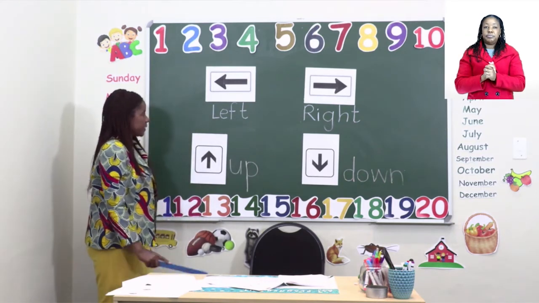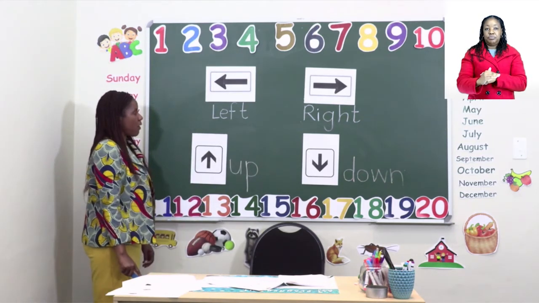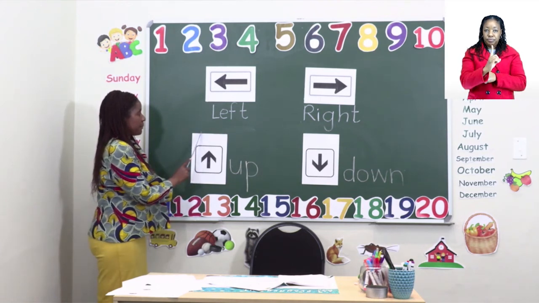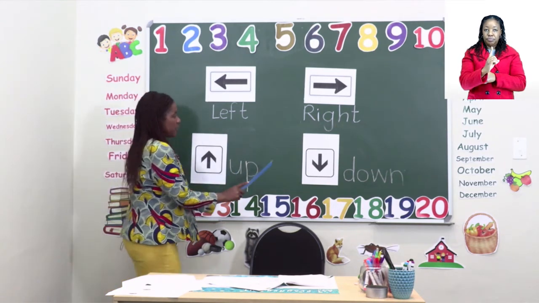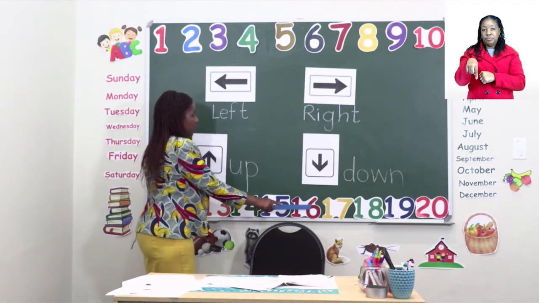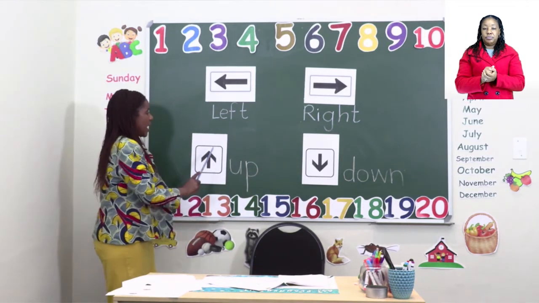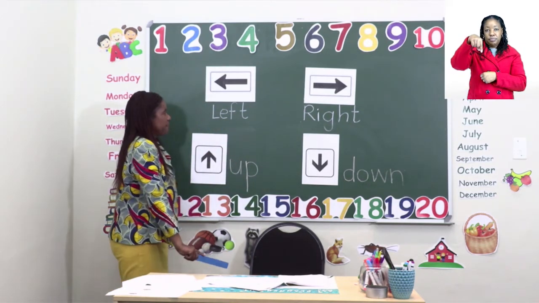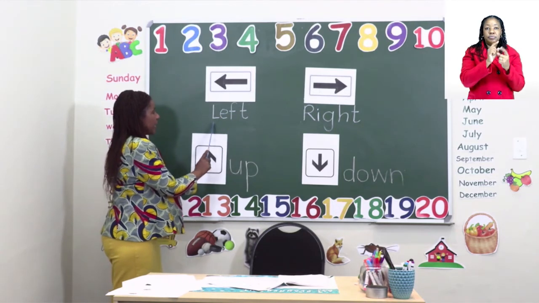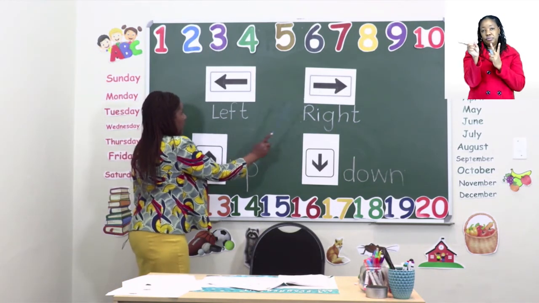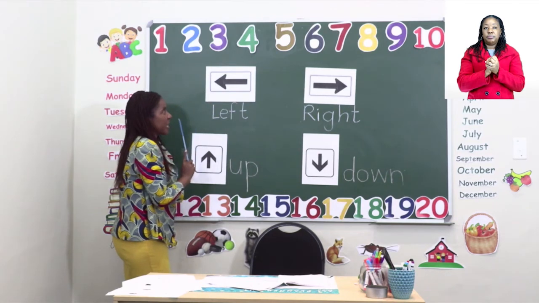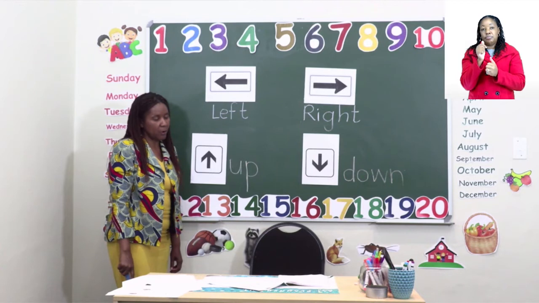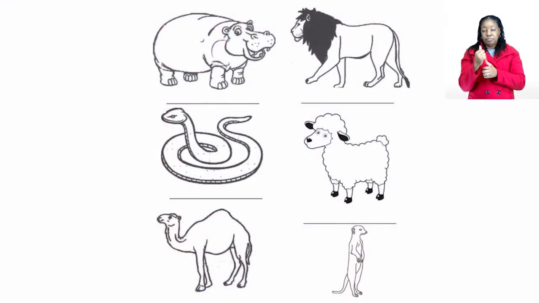Let's look at the arrows at the bottom of the board. The first arrow is pointing up and the second arrow is pointing down. So we have up and down. And we go back to the first one, we have left and right. Remember which way the arrows are facing. Now let's get back to our booklet on page 20.